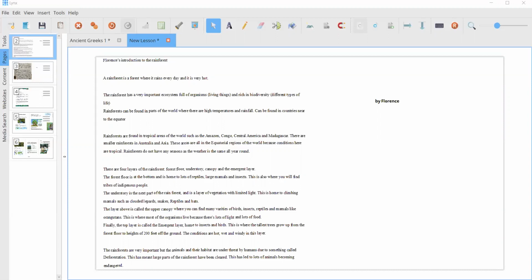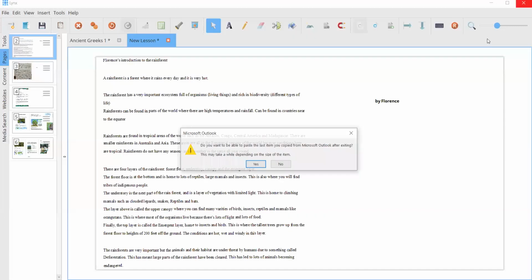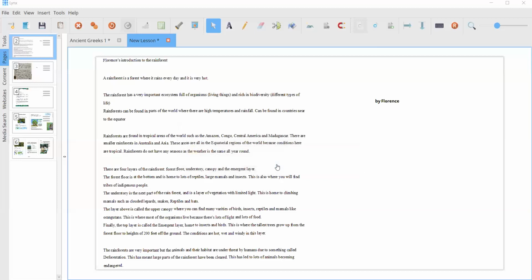And you've mentioned the word tropical, which we talked about, didn't we, on Monday? I didn't know that. It's a lovely fact that you've added, Florence. Rainforests do not have any seasons, as the weather is the same all year round. So far, this is brilliant.